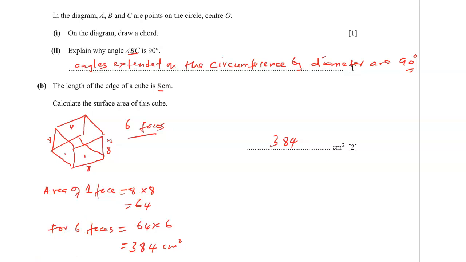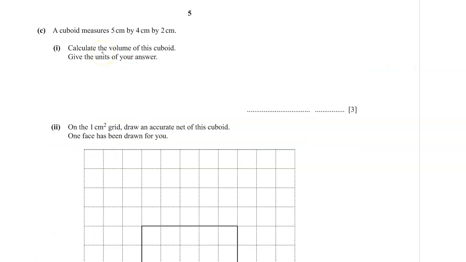Very good. C, a cuboid measures 5 by 4 by 2 centimeters. Calculate the volume of this cuboid. Give the units of your answer. Units are required. Volume is equal to length times width times height.